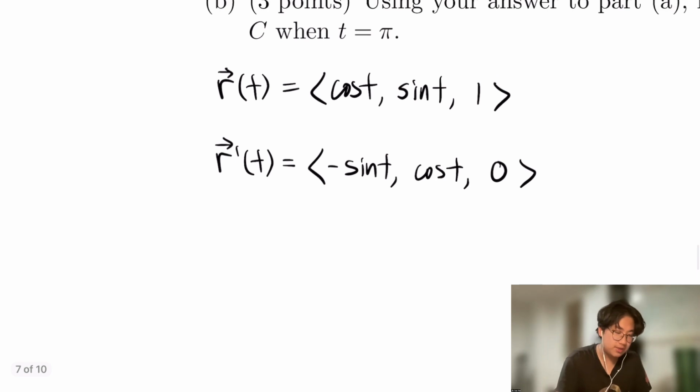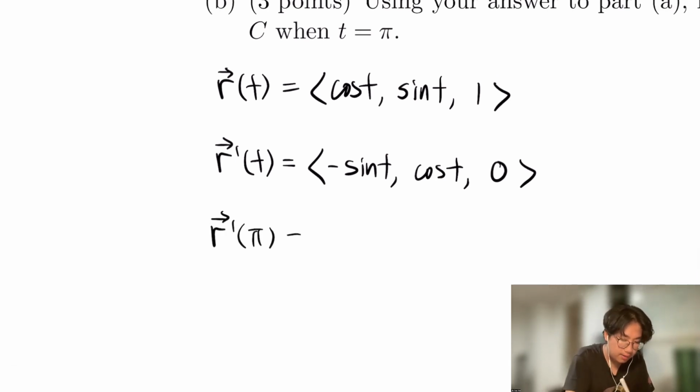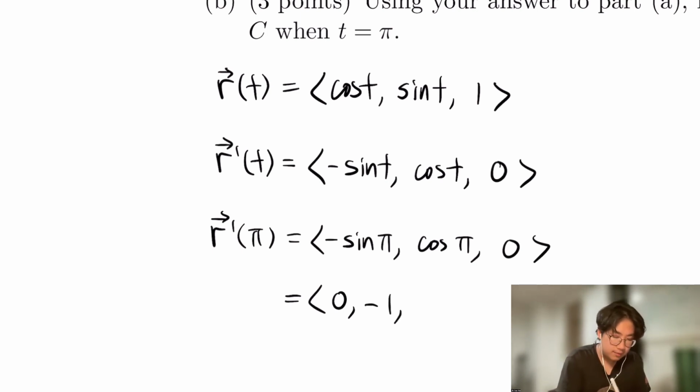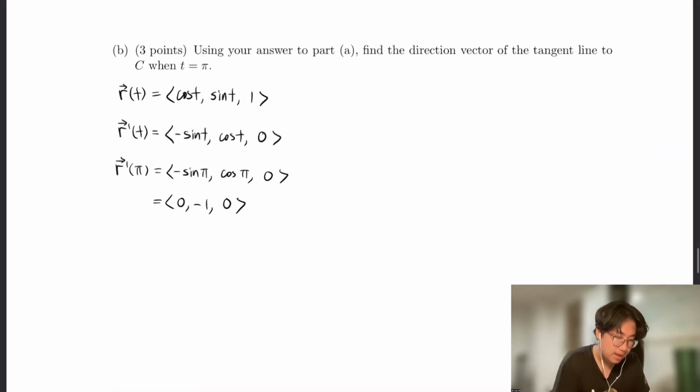And then from here, you're just evaluating r prime of t at t is equal to pi. So we're plugging this in. So negative sine pi, cos pi, 0. Sine pi, obviously it's 0. So you have 0. Cos pi, negative 1. And then 0 is just 0. And this would be your final answer.